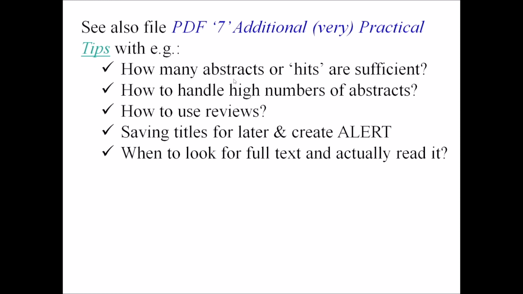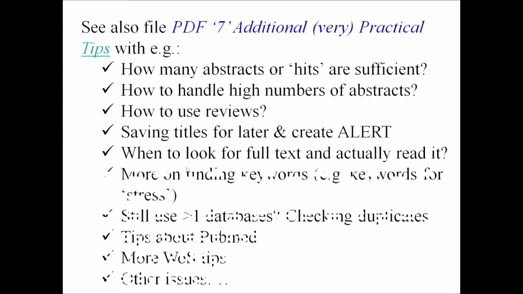Well, that was what I had to tell you in this video, but also see the PDF file, additional very practical tips with, for example, how many abstracts or hits are actually sufficient, how to handle high numbers of abstracts, how to use reviews, how to save titles for later and create an alert, when to look for the full text and actually read it, and more on finding keywords, for instance the many keywords used for stress. And when you still want to use more than one database, how to check the duplicate abstracts. And then tips about PubMed and Medline, more Web of Science tips and several other issues.